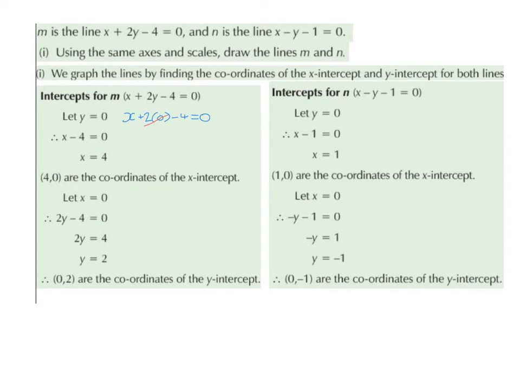So if x is equal to 4 and y is equal to 0, then the point (4, 0) gives the coordinates of the x-intercept. So this is the point at which the line will cross the x-axis. Next, we're going to let x equal 0. So we have 0 plus 2y minus 4 equals 0. We get rid of the x basically. We'll be left with 2y minus 4 equals 0. We bring the minus 4 over the equal sign, it becomes plus 4. And then 4 divided by 2 is 2, so y is equal to 2.